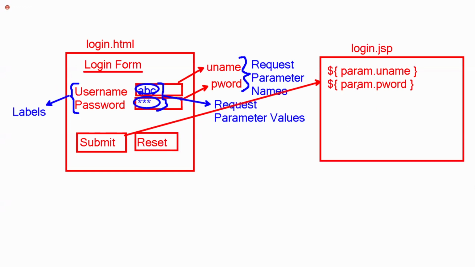So in an expression, you would write request dot getParameter uname, request dot getParameter pword. Instead of that, just param dot uname, param dot pword. If you write that, it is printed. This is expression language. Total 7 object references are there. How many completed? 5.